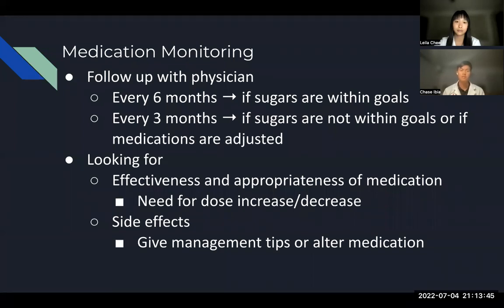Follow up with the physician is generally every 6 months if your sugars are within goals, or every 3 months if your sugars are not within goals, or if the medications are being adjusted. The doctor is going to be looking for effectiveness and appropriateness of the medication and a need for a dose increase or decrease, as well as side effects, and give management tips or medication changes as needed.